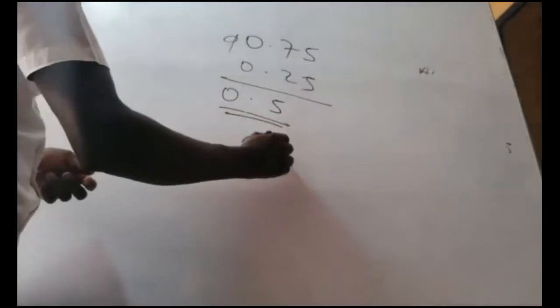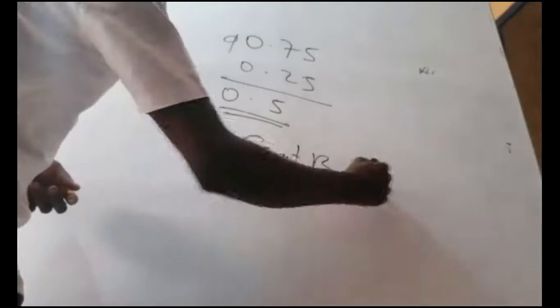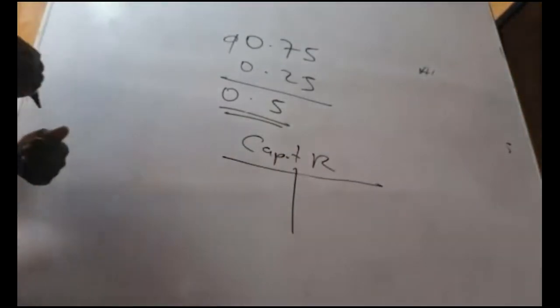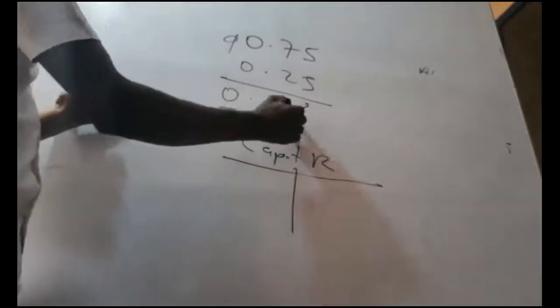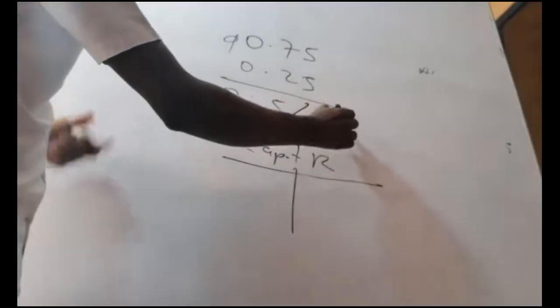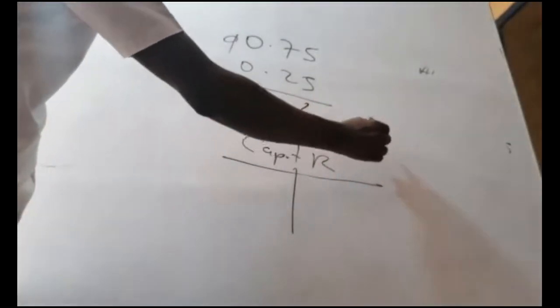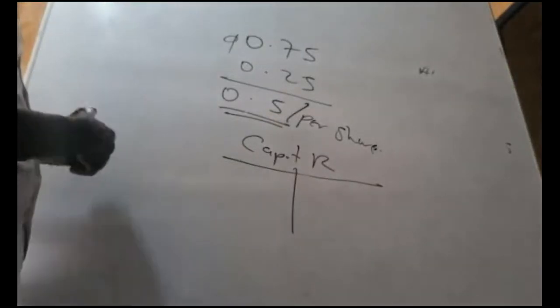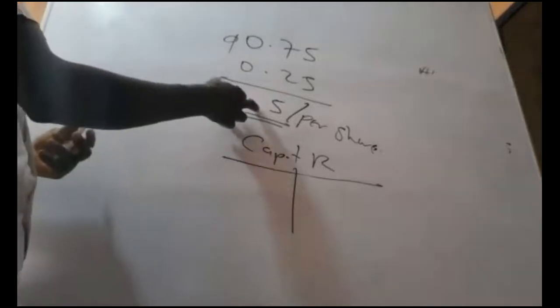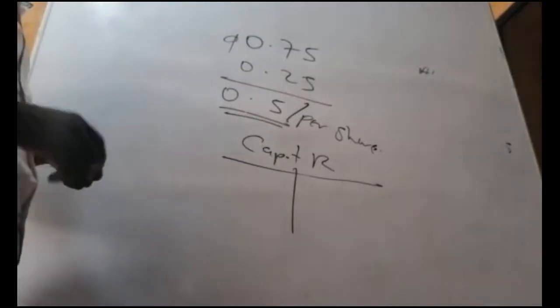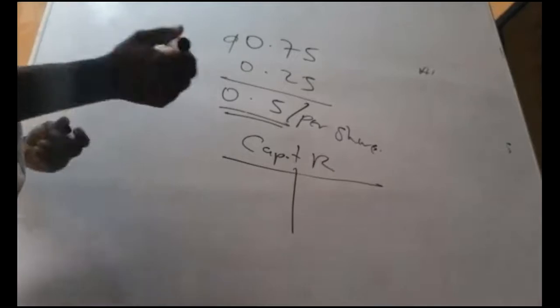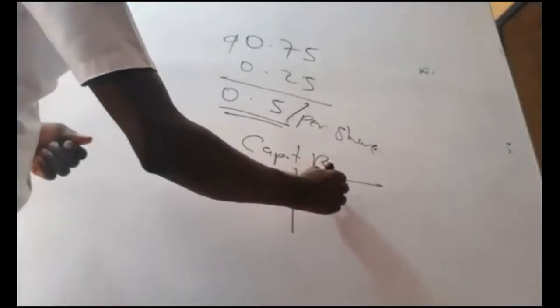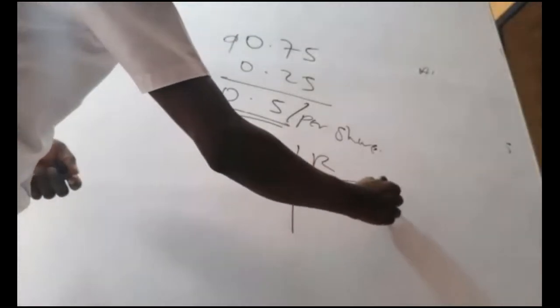So you open an account. It will be like this, capital reduction account. This one is per share, so you find the number of shares that they have. They have 400,000 ordinary shares. So you multiply the 400,000 by 0.5. That's 200,000. So there will be a gain to the company. The company will gain 200,000 Ghana cedis. Then you show workings.